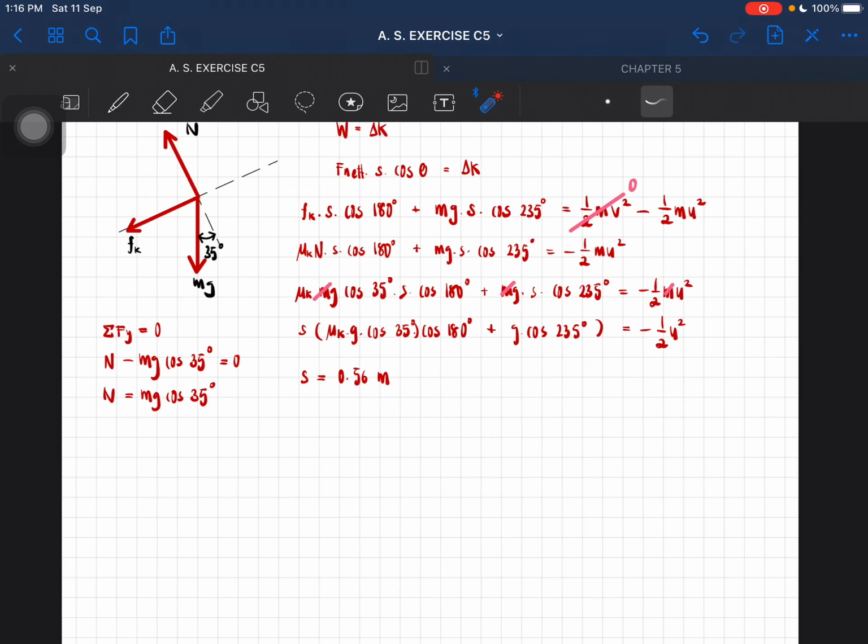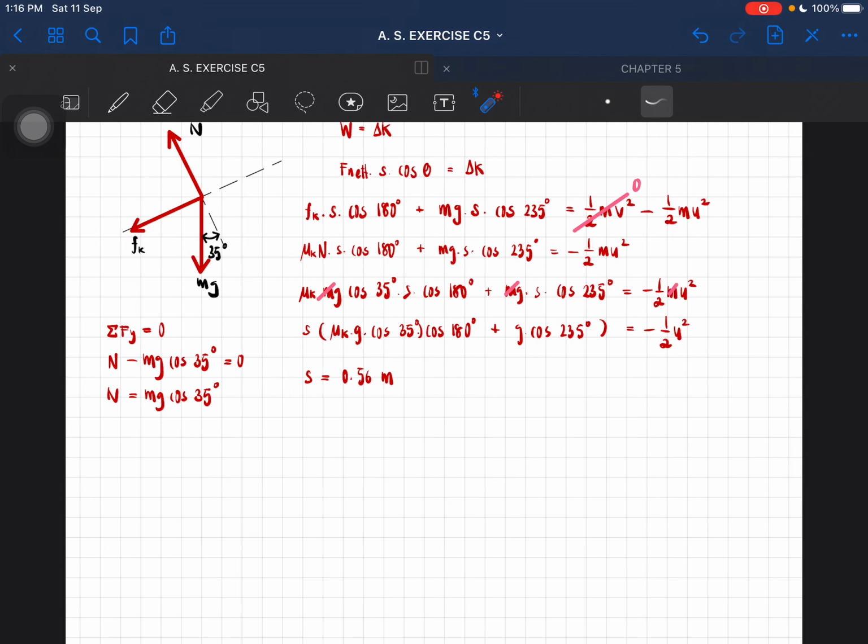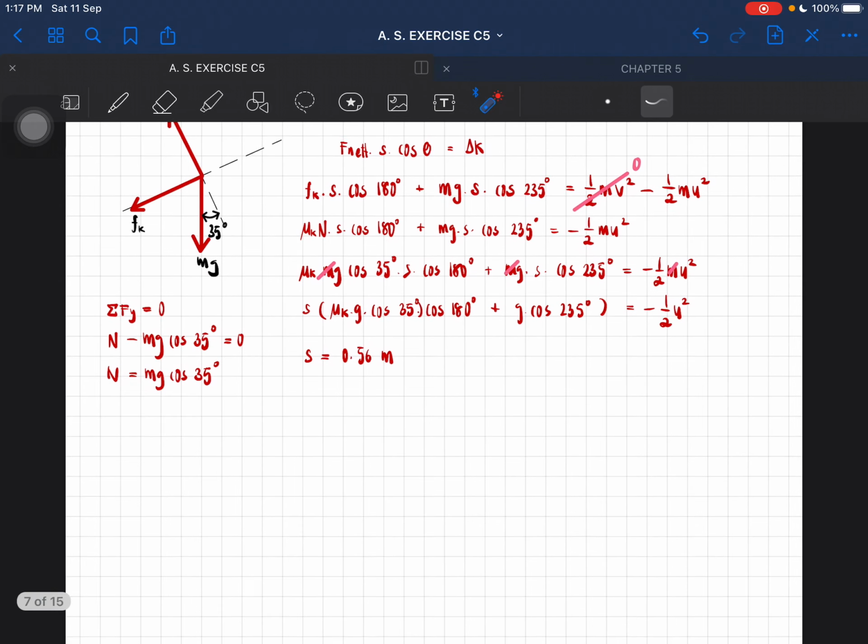Okay, so don't get confused on how to rearrange this, because sometimes I get questions about how do I rearrange this. Just make sure you rearrange it without making any careless mistakes. Okay, so the maximum distance traveled by the block up the inclined plane is 0.56 meter.